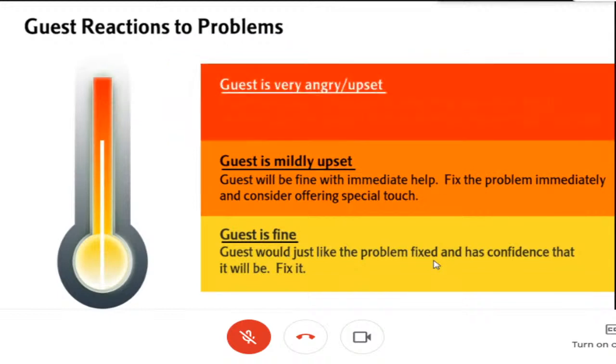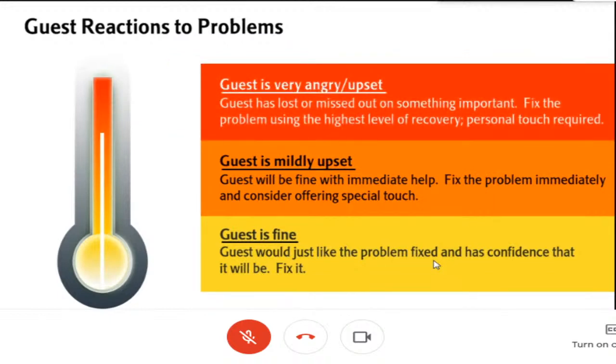And the third and last one is the guest is very angry and upset. The guest has lost or missed out on something important. Fix the problem using the highest level of recovery, personal touch required. For example, a guest lost baggage from the reception at the time of check-in at the hotel, and it has a very important document, so the guest is getting very upset. We need to calm down the guest and tell the guest that we will make sure personally, give me a few minutes, and take action immediately.